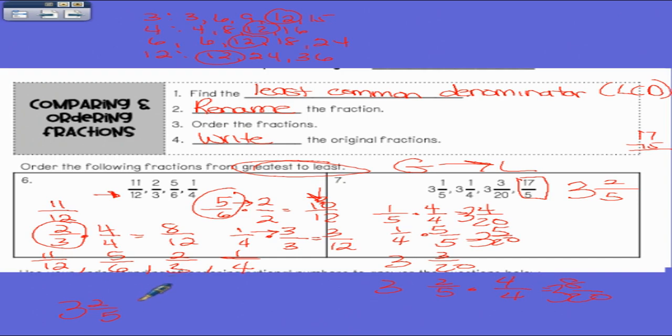Which was also 17/5. I need to rewrite that. Put that back to what we originally had. And then our next one, looking at what we have left, is 3 5/20, which is 3 1/4. And then I have 3 4/20, which is 3 1/5. And the last one would be 3 3/20.